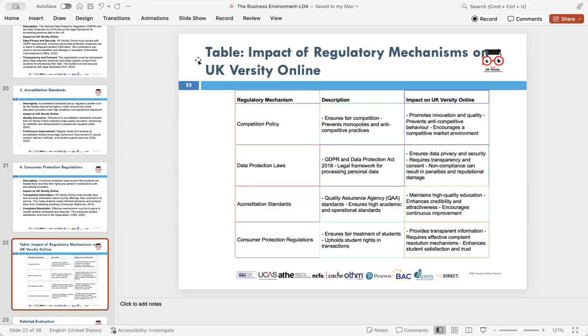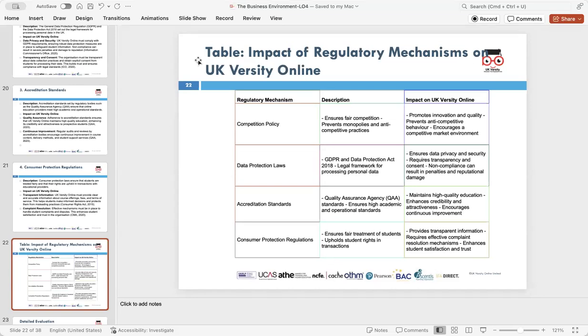Okay, so the impact of regulatory mechanisms on UK Varsity Online. Understanding the impact of various regulatory mechanisms on UK Varsity is essential for comprehending how these regulations shape the institution's operations and strategies. Competition policy in the UK is designed to ensure fair competition and prevent monopolies and anti-competitive practices. It promotes innovation and quality improvement by encouraging a competitive market environment.